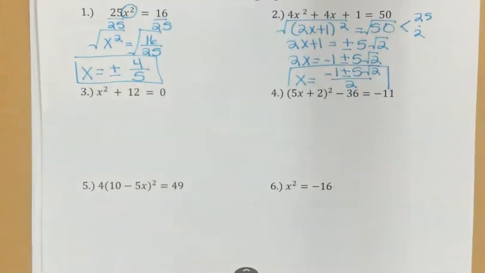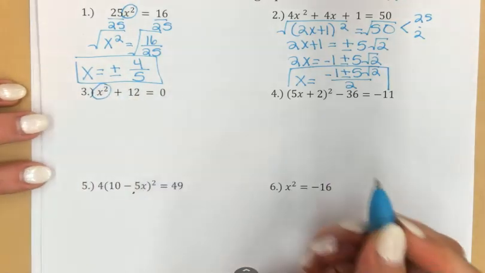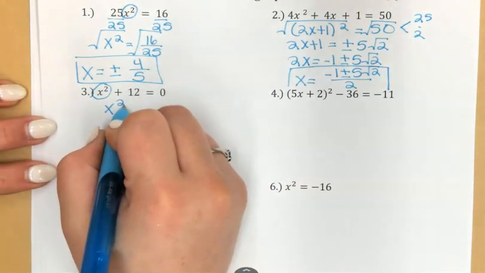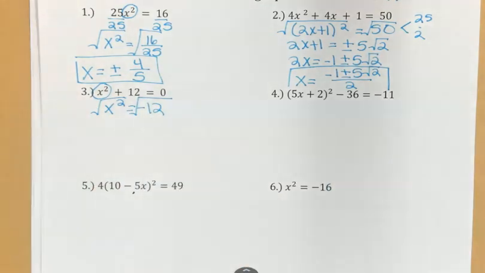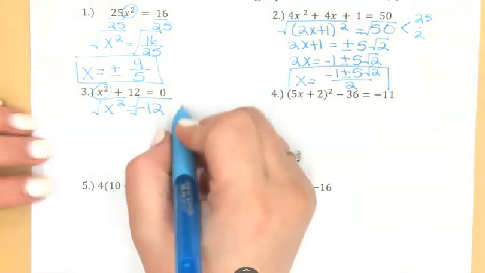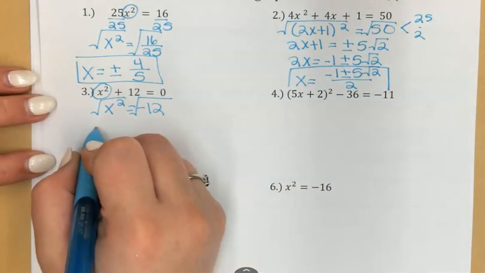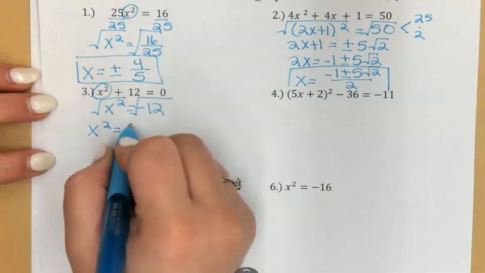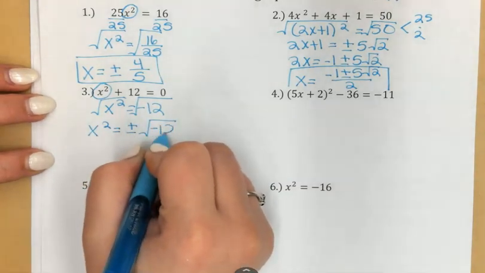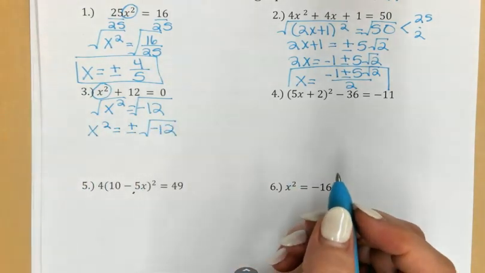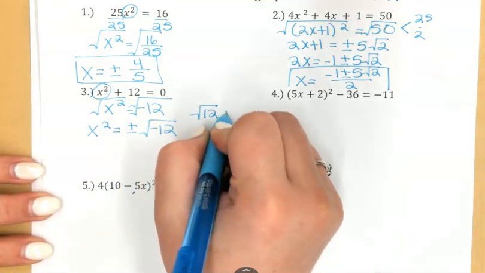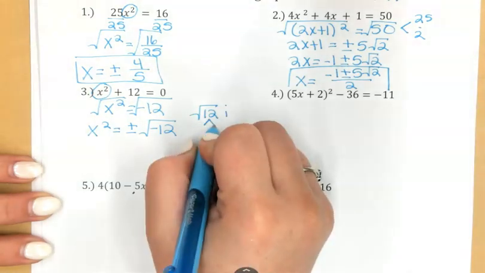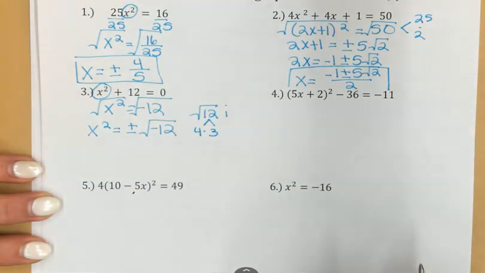Moving on to number 3, this is my perfect square. I need to get it alone, so I'm going to subtract 12. Now I can take the square root of both sides, and I'm taking the square root of a negative, which means this is going to have an imaginary solution. So I need to simplify this first. So x squared is going to be plus or minus the square root of negative 12. So I need to rewrite this with i first and foremost. So that's going to be the square root of 12i. 12 is not a perfect square, but it does have a factor that is 4 and 3.